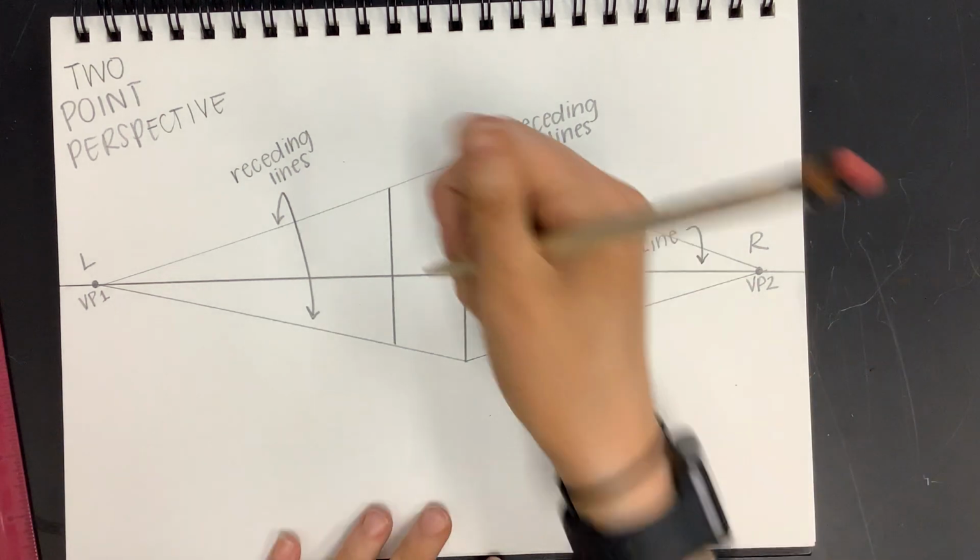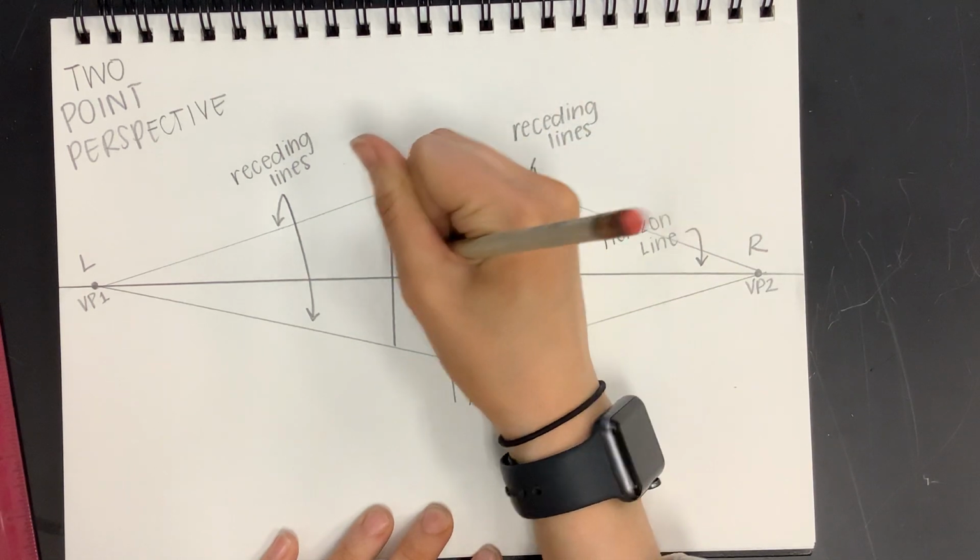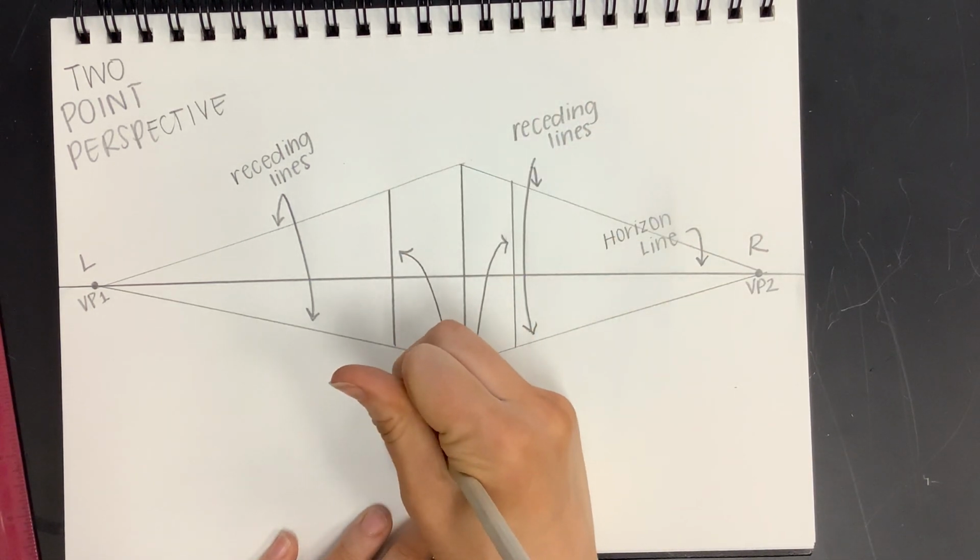Okay. So then the last thing we're going to do in our sketchbook is we're going to label these. So draw 2 arrows here and label your parallel lines.